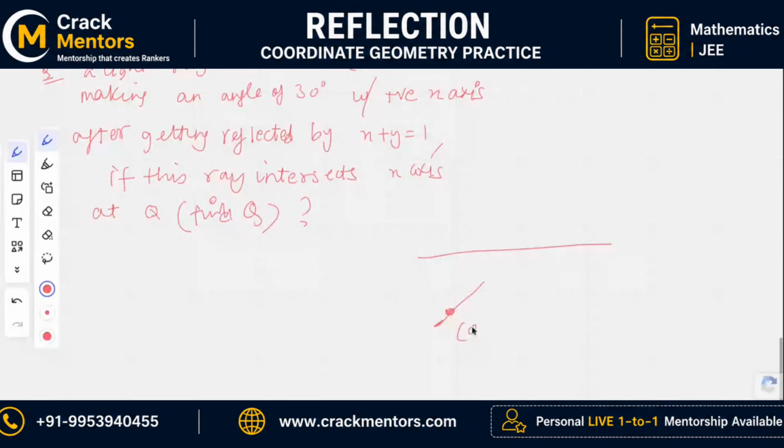Let's say this is 0 comma 0, and they're saying that it is making an angle of 30 degree with the positive x-axis. So can we say that this angle is 30 degree? Right. Can you find this point between the line and the axis?